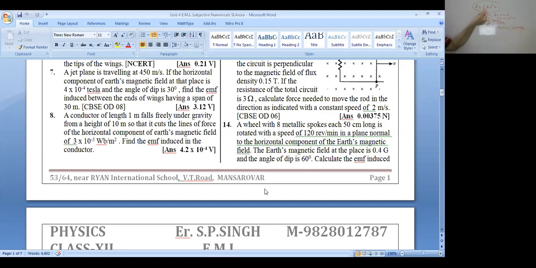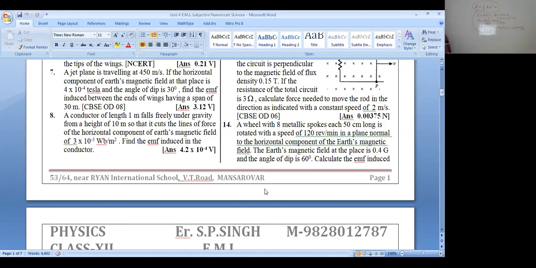So we know L, we know omega also. We can put the values here and easily calculate E just by putting all the values in the formula. But mind it, what is wrong here? B is given as the horizontal component of Earth's field.